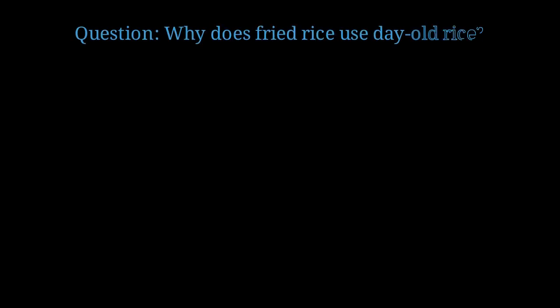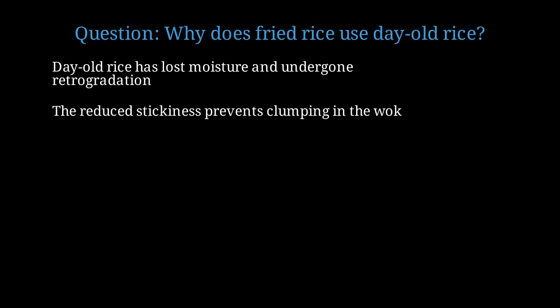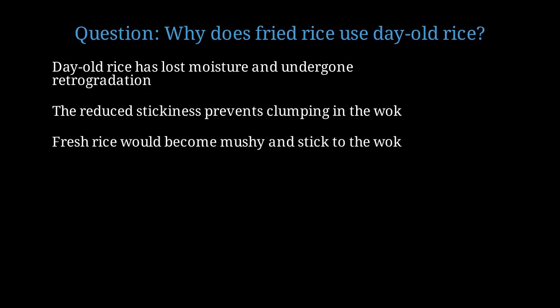Here's a culinary question. Why do fried rice recipes specifically call for day-old rice? The answer lies in moisture content and grain structure. Day-old rice has lost surface moisture and undergone partial retrogradation. The grains are firmer and less likely to break during high-heat stir-frying. The reduced surface stickiness prevents excessive clumping in the wok. Each grain can be individually coated with oil and seasonings. Fresh rice, being softer and stickier, would become mushy under the intense heat and mechanical agitation of wok cooking. It would also stick to the metal surface.